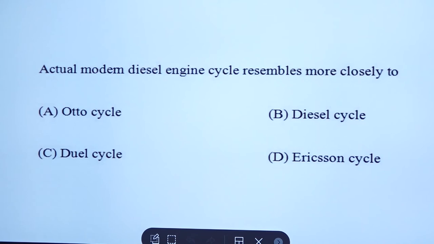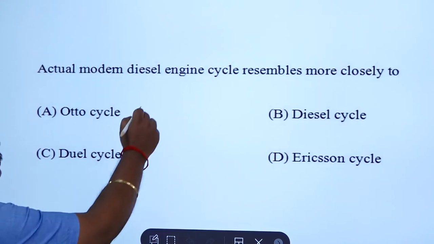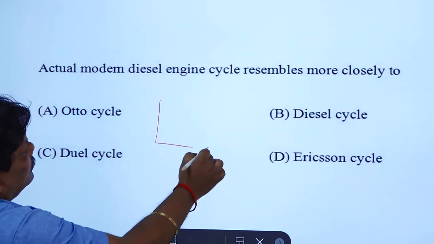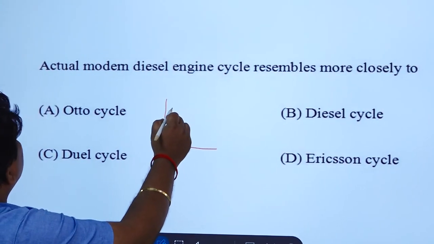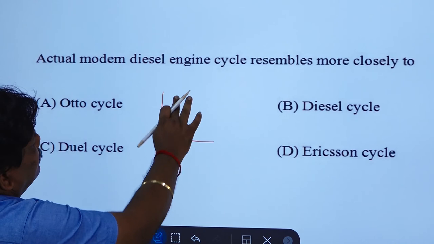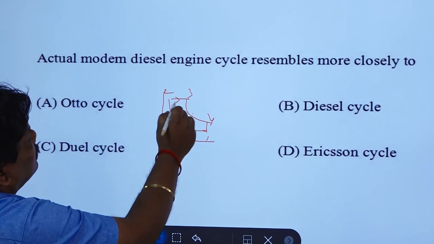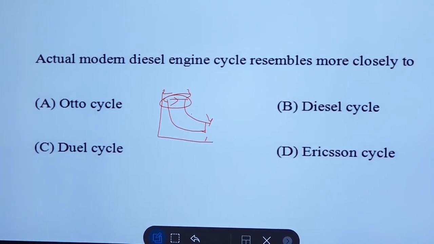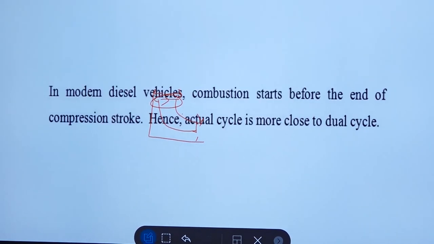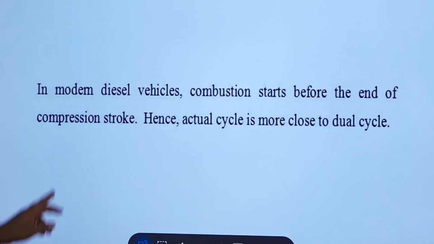Actual modern diesel engines resemble more closely to what? You can see the diesel cycle, 1, 2, 3, 4. The heat addition takes place at a constant pressure process, and heat rejection takes place at a constant volume process here. In modern diesel vehicles, the combustion starts before the end of the compression stroke.